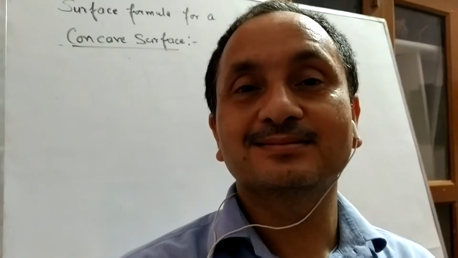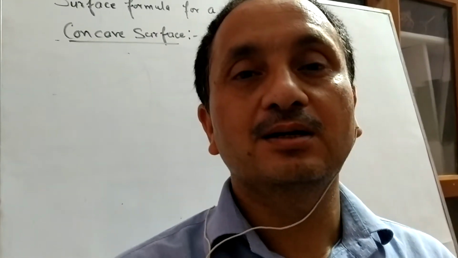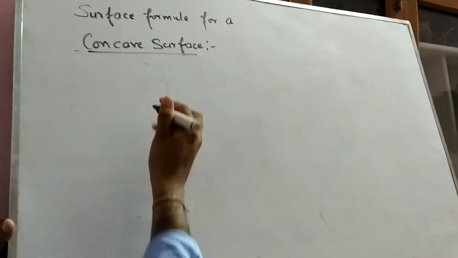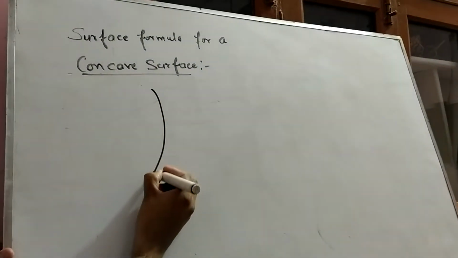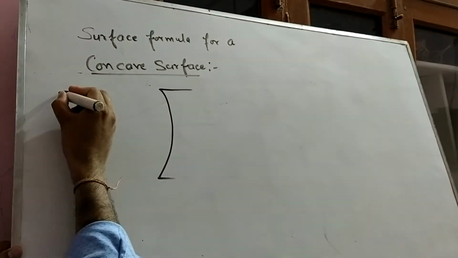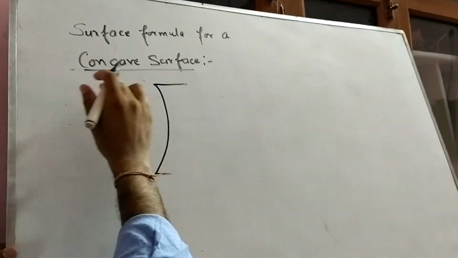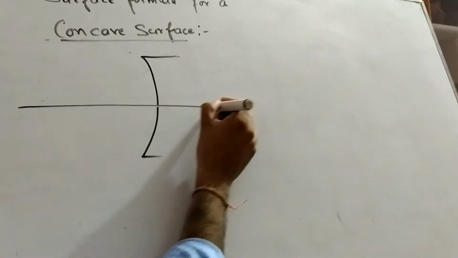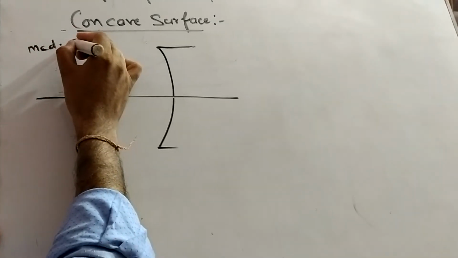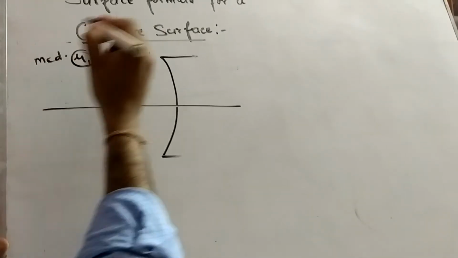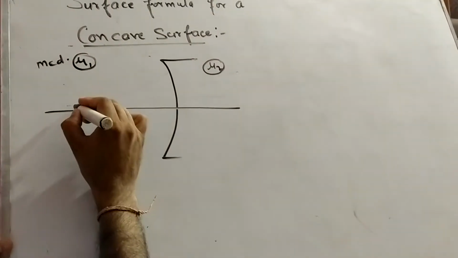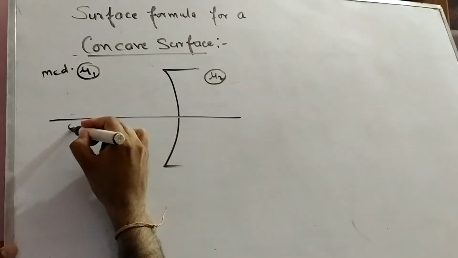My topic is the surface formula for a concave surface. Consider a concave surface with a denser medium and a rare medium. Medium first has refractive index mu1, and medium second has refractive index mu2. Now O is a point object.